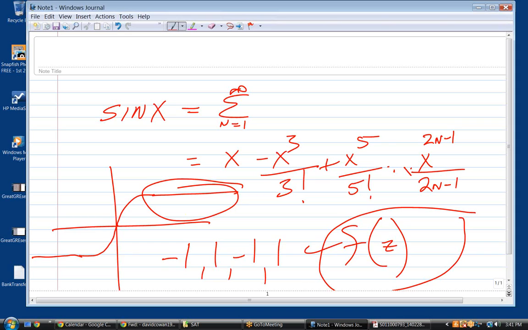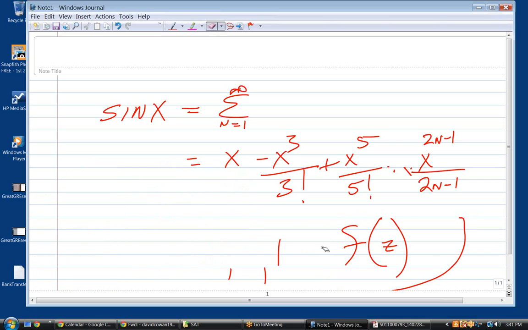It's either plus 1 or minus 1, which means the remainder for this particular series would not go to 0, and therefore you would not be able to assume that it was the same as sine x. Okay. Conceptually, that's my understanding of it. No, that makes sense.